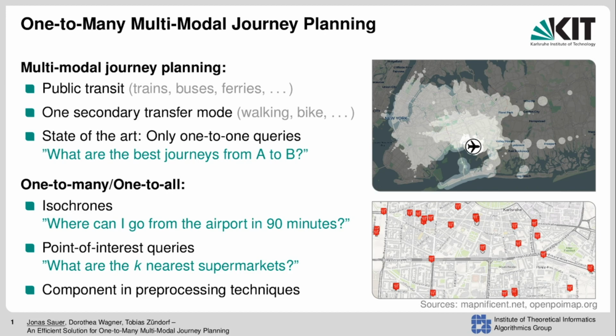Another application is point of interest queries, such as, given my source location, what are the k nearest supermarkets? And finally, in road networks and public transit networks, one-to-many queries are often a component in pre-processing techniques which are used to solve queries faster, and potentially this could also be used in a multimodal setting.